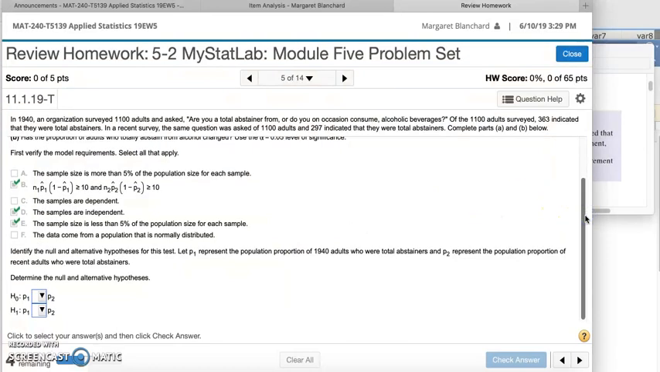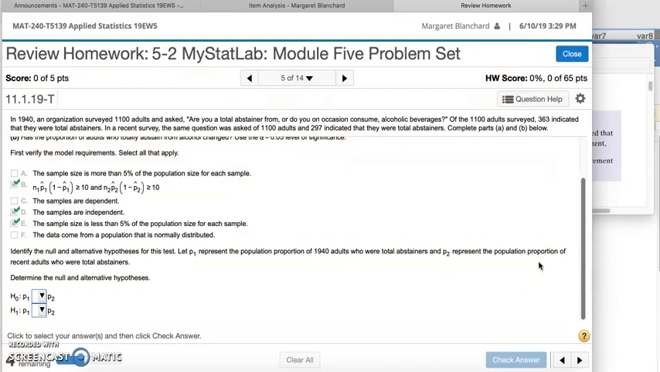Okay, so identify the null and alternative hypotheses for this test. Let P1 represent the population proportion of 1940 adults who are total abstainers, and P2 represent the population proportion of recent adults who are total abstainers. So determine the null and alternative hypotheses.